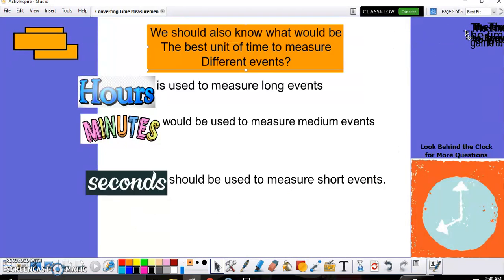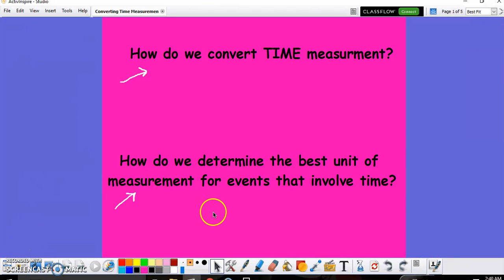You'll be good to know which are your best units of measurement to use when estimating the amount of time something will take. And in short, that answers our 2 questions for today. How do we determine the best unit of measurement for events that involve amounts of time? And how do we convert time measurements?